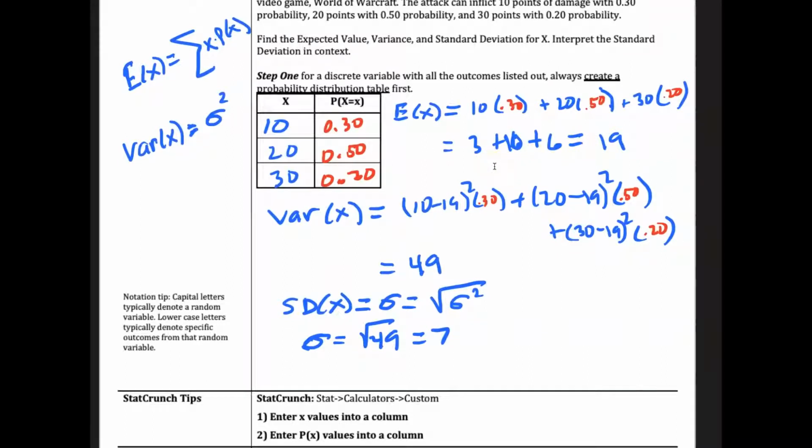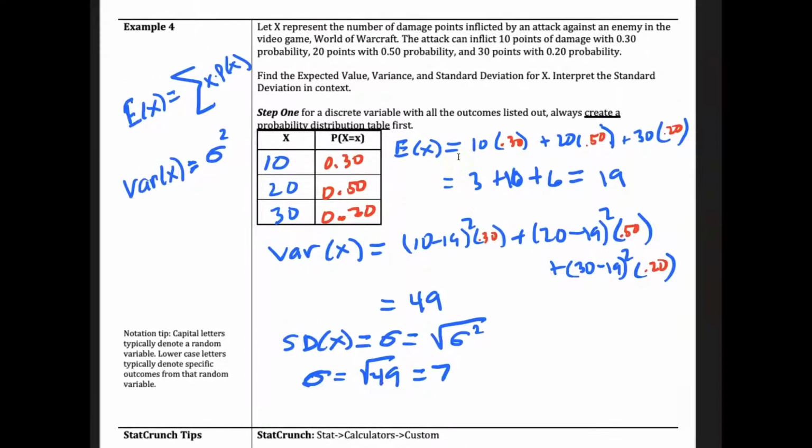So considering the different ways you can get points, the expected value of points is 19 within these probabilities for those points. Or again, that's the average point value for damage against an enemy when you inflict damage against an enemy.